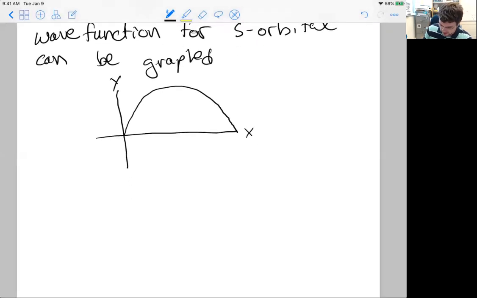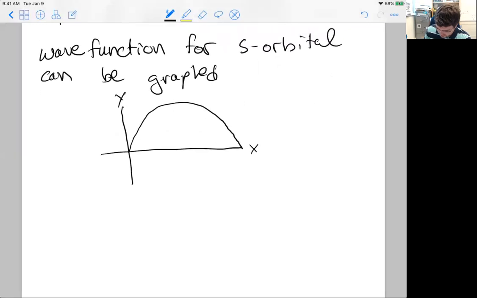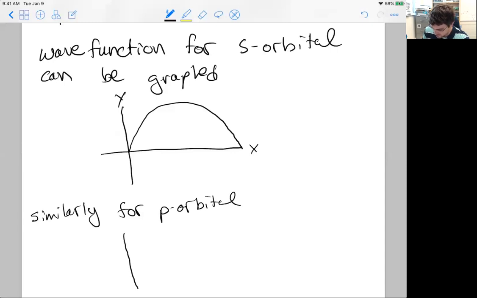Now, we can do the exact same thing, similarly, for a p orbital. And it's going to have a different shape. It's going to start at the origin, pass through y equals 0, and then hit y equals 0 again. You notice we have a sort of similar width.